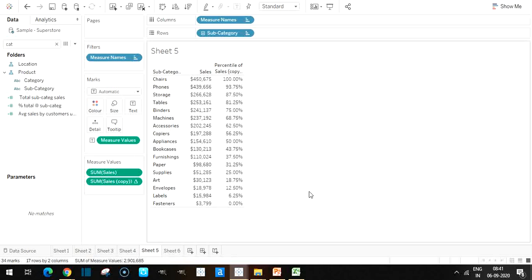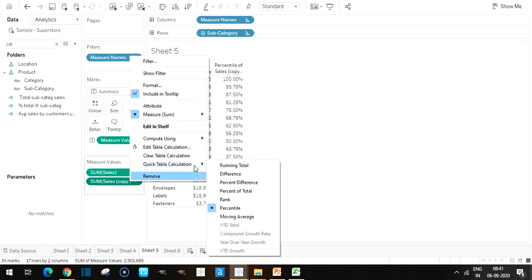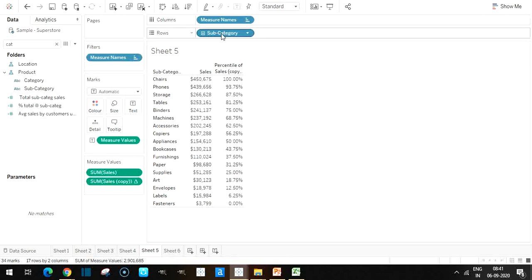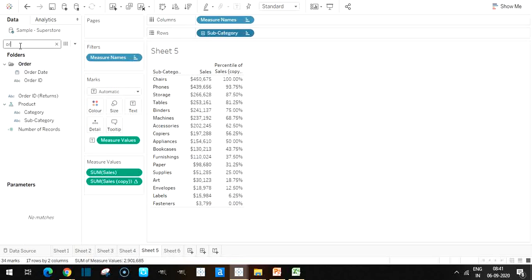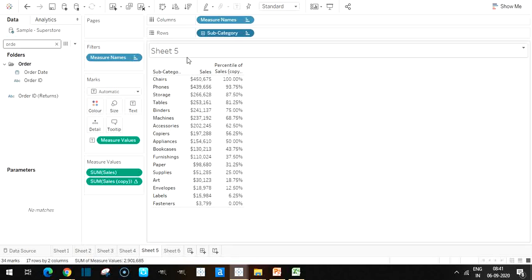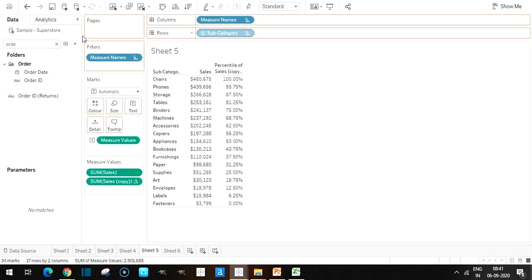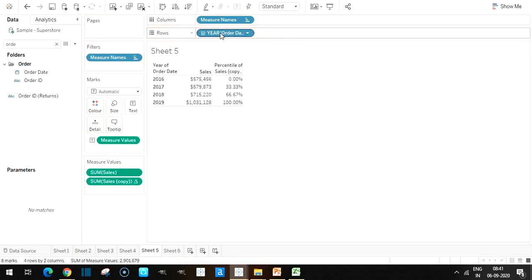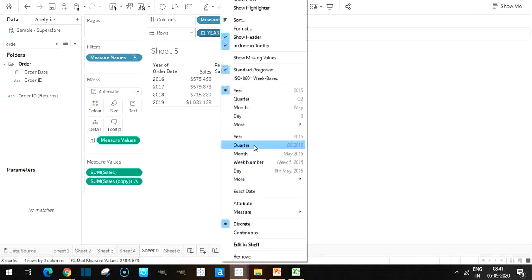Okay, now let us see what all things we have. Moving average. Okay, so let us see the moving average part. And again, I'm going to bring the order date, because when I look at any trend line, moving average is basically for the trend line. When I see a trend line, maybe the order date, I should look with the date rather than the categorical data.